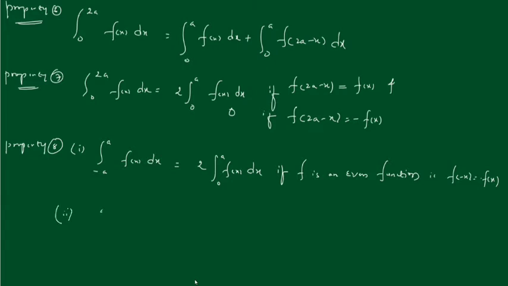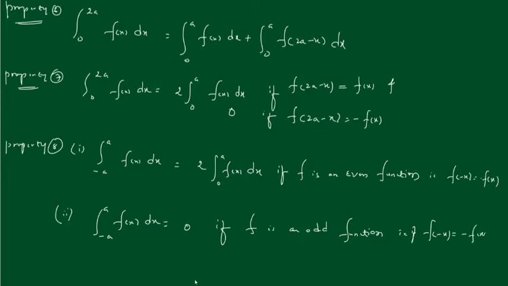Second one, integration from minus a to plus a of f of x dx equals 0 if f is an odd function. f is an odd function, that is, if f of minus x equals minus of f of x, right?